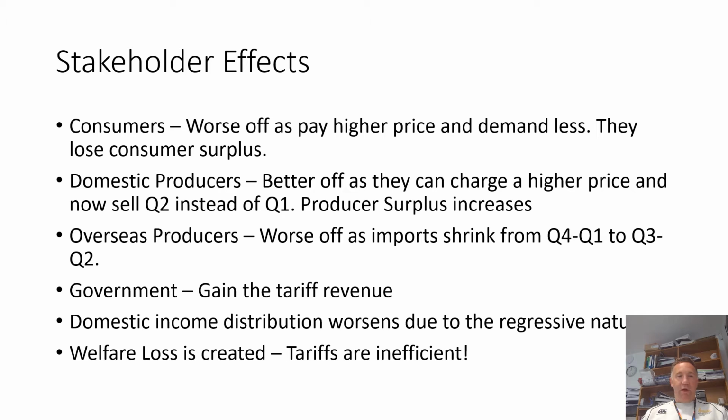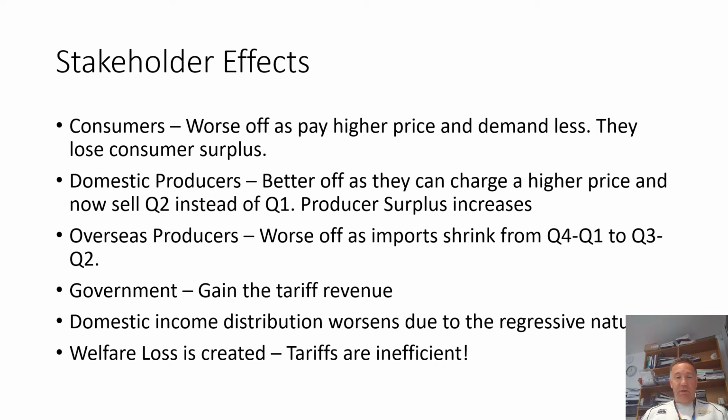The next stakeholder is the overseas producers who were importing into our country. Well, they're going to be worse off because imports are going to shrink, and that's the whole point of the tariff, is to reduce imports. So it's a nice easy one to remember for your evaluations that overseas producers will be worse off because imports will shrink. The government, well, they are affected. They gain tariff revenue because they're going to get the amount of tax per unit times the number of units imported. And so they're going to gain tariff revenue, which could be spent elsewhere within the economy.